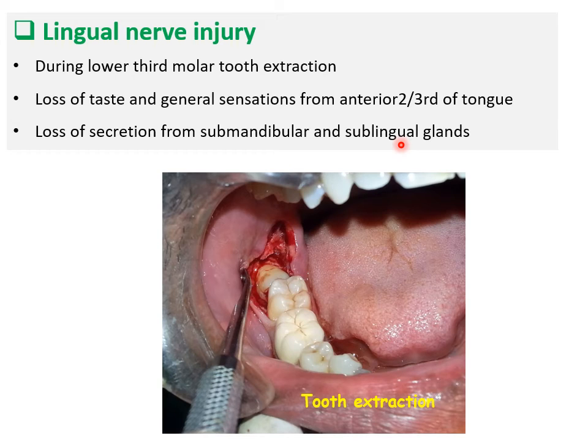So while performing tooth extraction, particularly of the lower third molar tooth, you should take care of the lingual nerve.